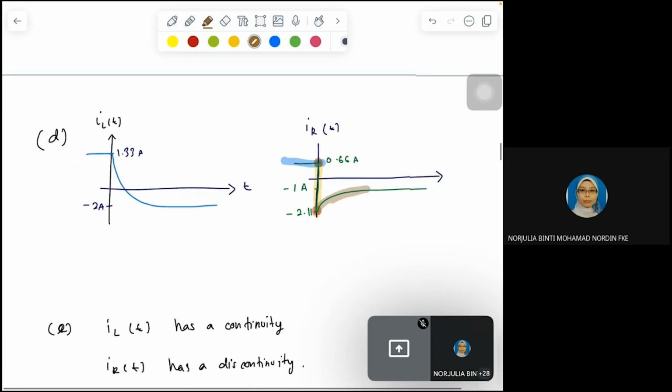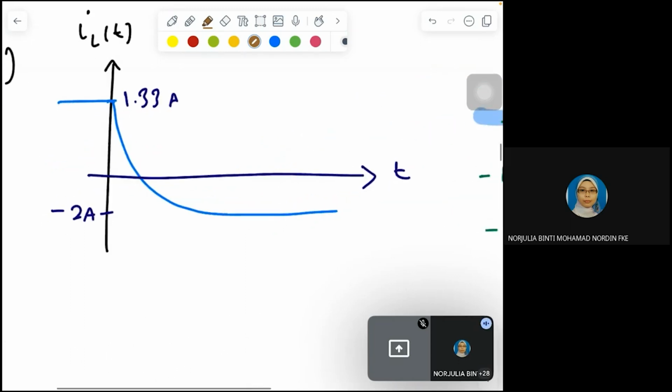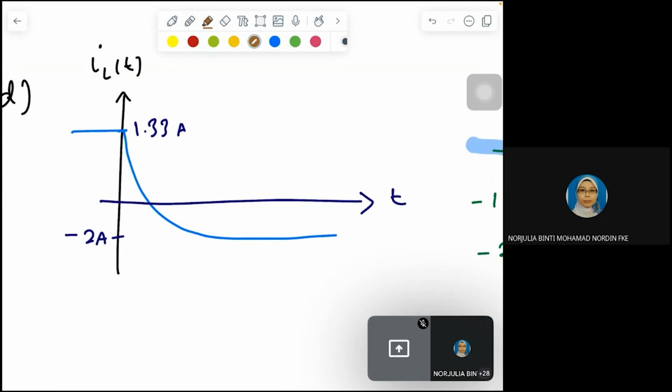But when you look at your IL, at t equals 0, we will have the same value for the orange waveform and the green waveform. Clear?